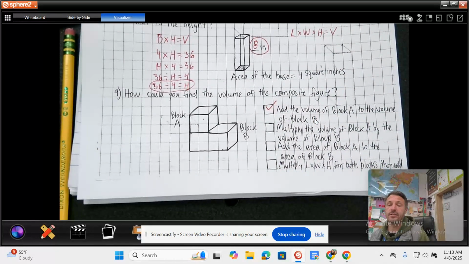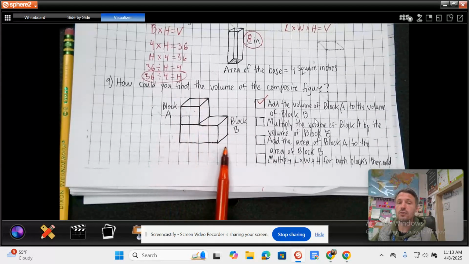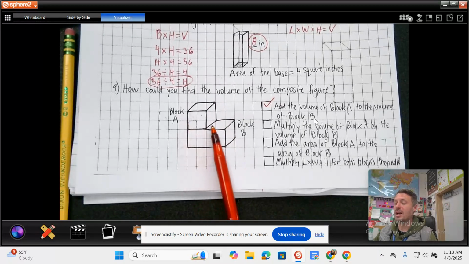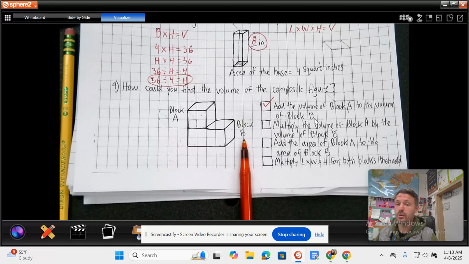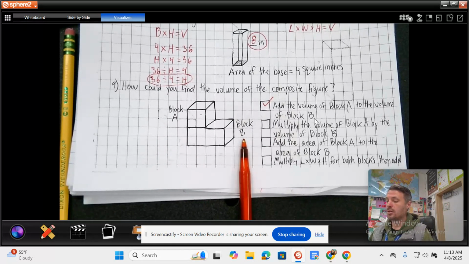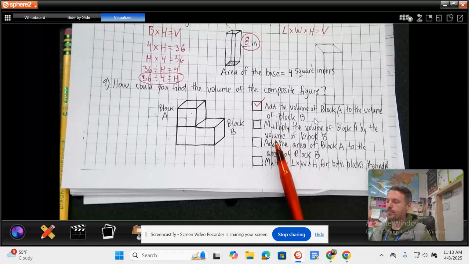Next, multiply the volume of block A by the volume of block B. Would that give us the volume of this entire composite figure? No, it would give us a way bigger number. If we had the total volume of block A and the total volume of block B, we would add those two numbers together to find the total volume of the entire composite figure. If we multiplied them instead, we'd get way too big of an answer. So that one is not one that we check.